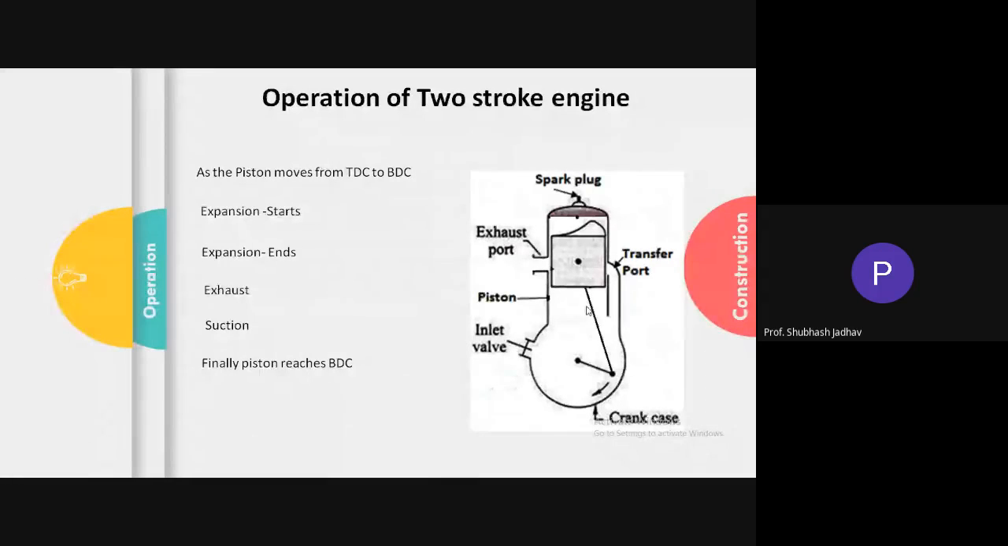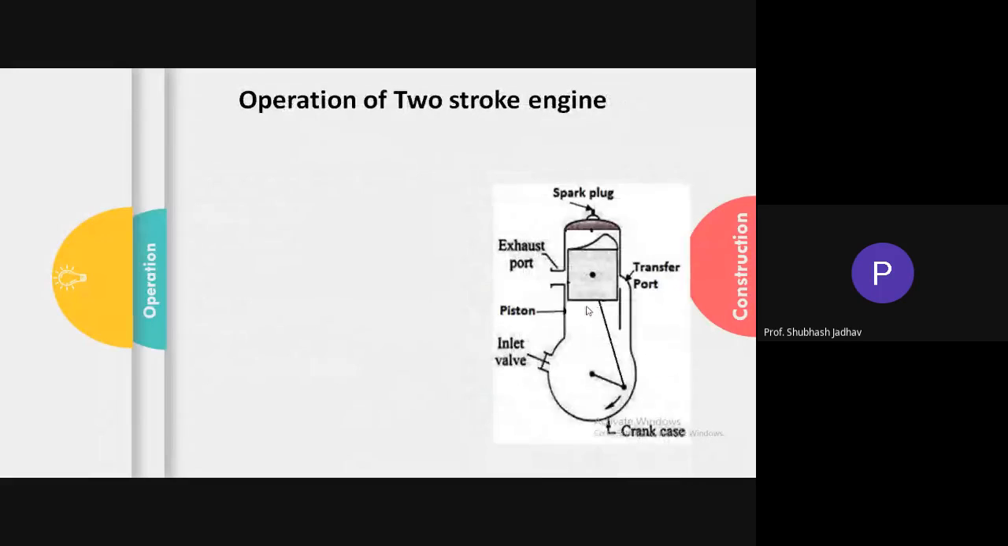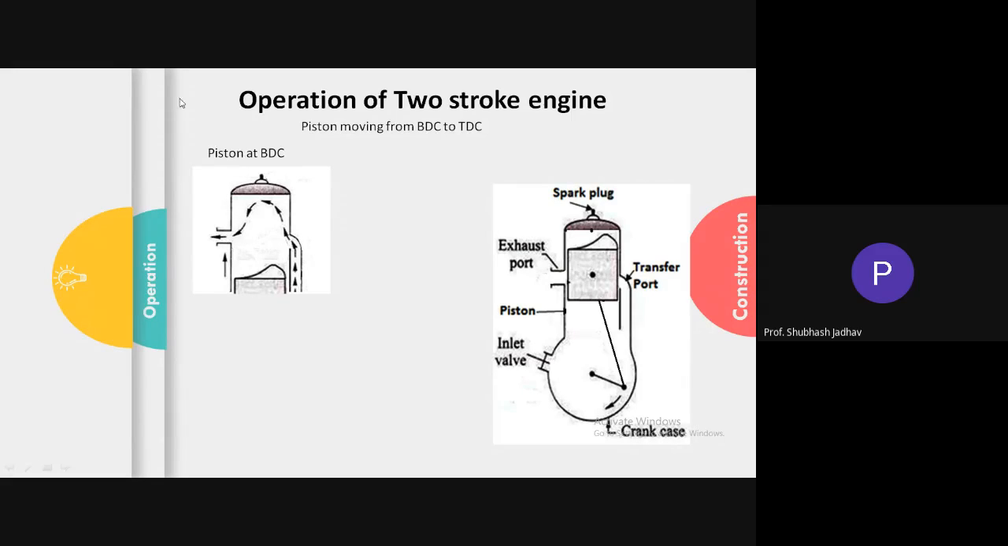Now moving ahead, let us discuss what will happen when the piston is moving from BDC to TDC, that is bottom dead center to top dead center. So now we are saying the piston is at bottom dead center and it is going to move up. What is happening now? Suction is going on. Exhaust is going on. Both are there. So the piston is presently at BDC and it is going to move up.